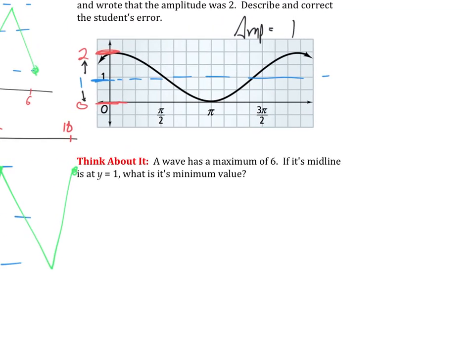Last problem, think about it. A wave has a maximum of 6, and its midline is at y equals 1. What's the minimum? Let's see. If I think of this, I've got max, mid, min. The max is 6, the midline is 1, and we're trying to figure out what's the minimum. Well, I can use what I know about amplitude, can't I? To go from the midline to the maximum, that amplitude has to be 5, which means this would also be 5 down here. Well, that being said, my minimum would be -4.